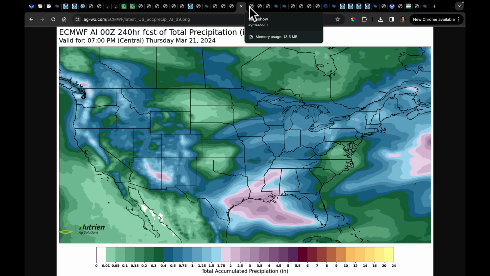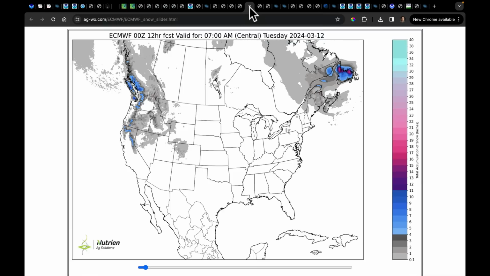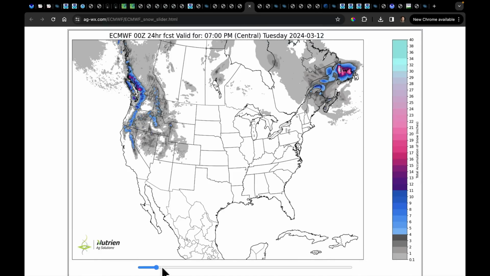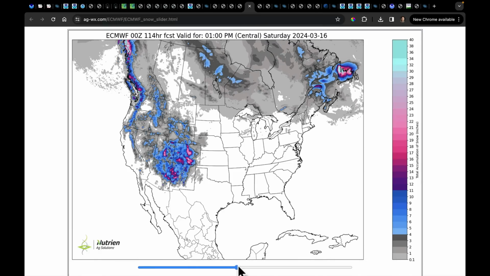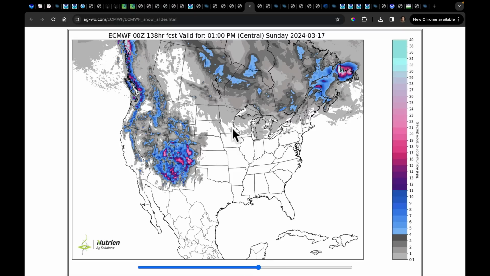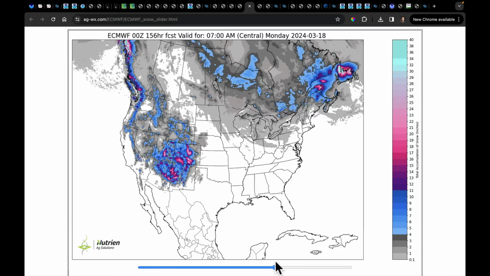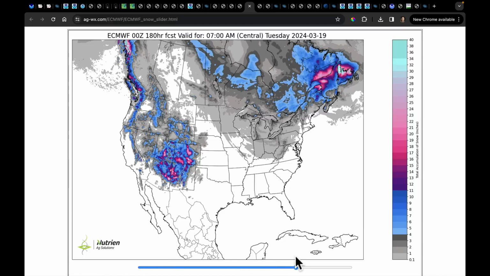European AI. That's not ensemble, that's AI. And then we have the snow side of this. Take a look. One full week. Now watch. We talked about this, but watch the snow coming in this weekend into early next week with that colder air that comes diving through the Great Lakes.